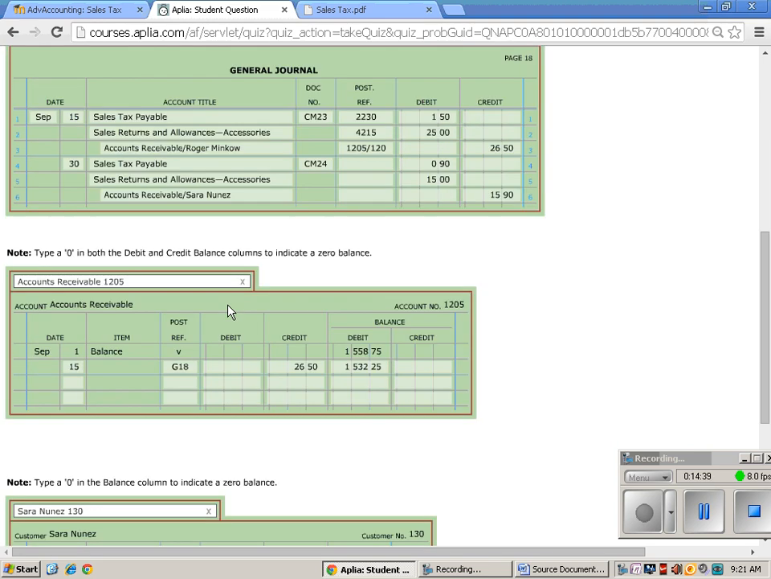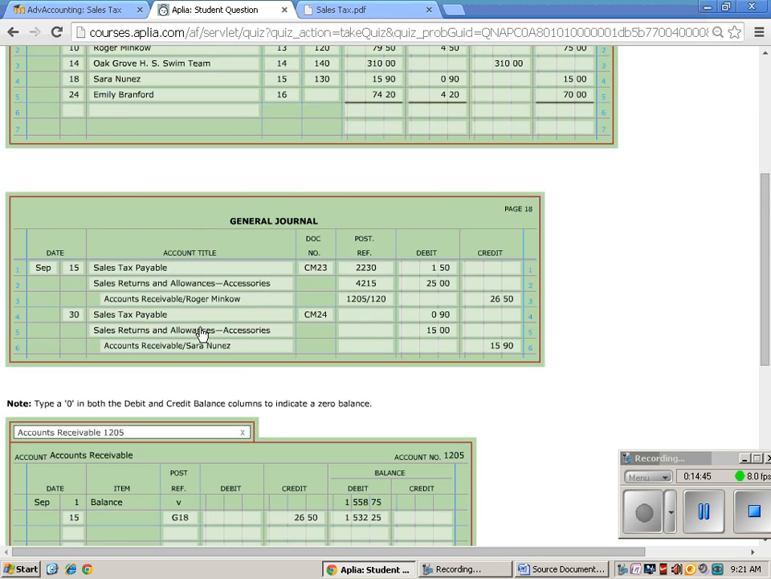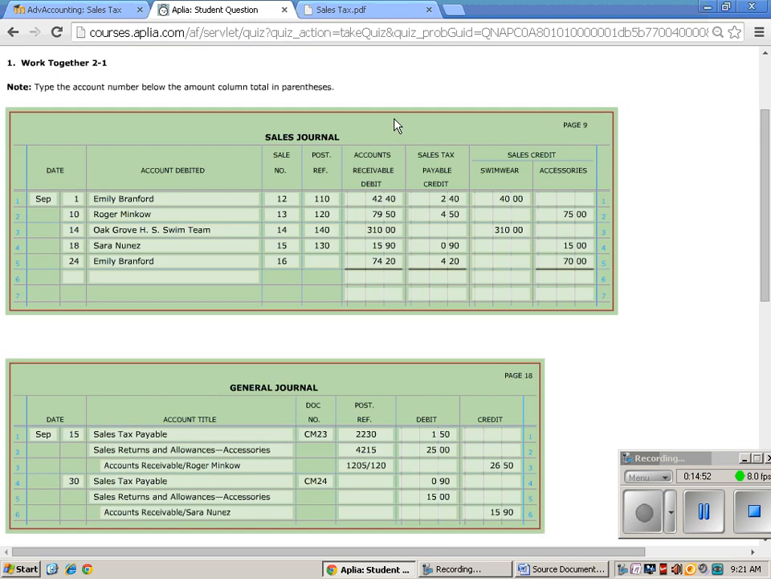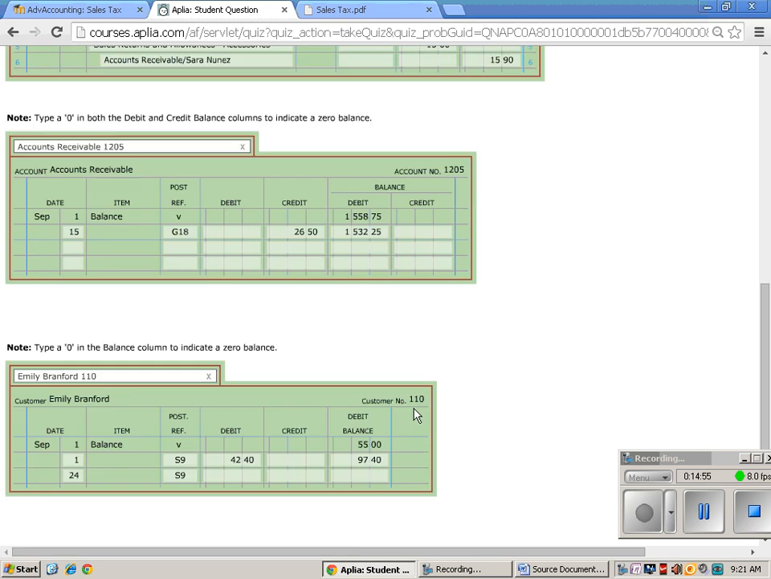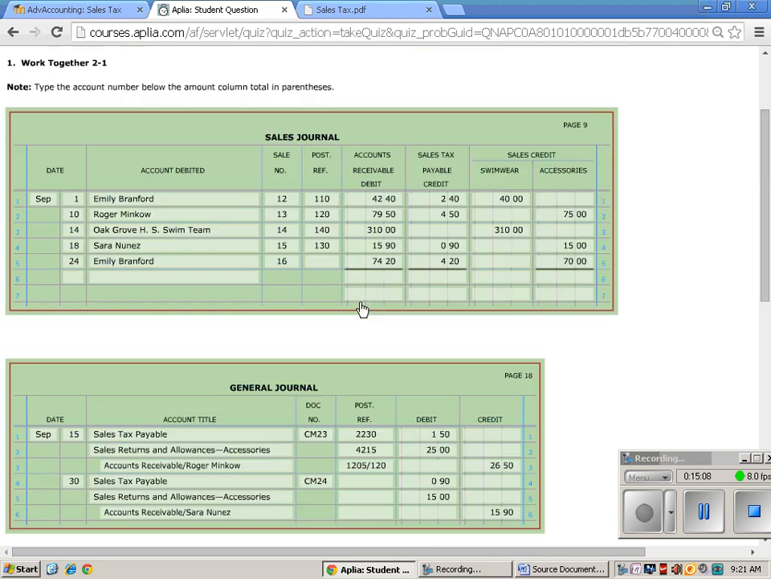And our last one is Emily Branford. All right, Emily bought the umbrella on the 24th from S9. We're looking at just our accounts receivable debit. She owes us $74.20. They are the same. We need to add. So Emily currently owes us $171.60. Go up here, we put our 110 in our post reference. Remember, this column always has to have a number or a check mark in it, or you're missing something.